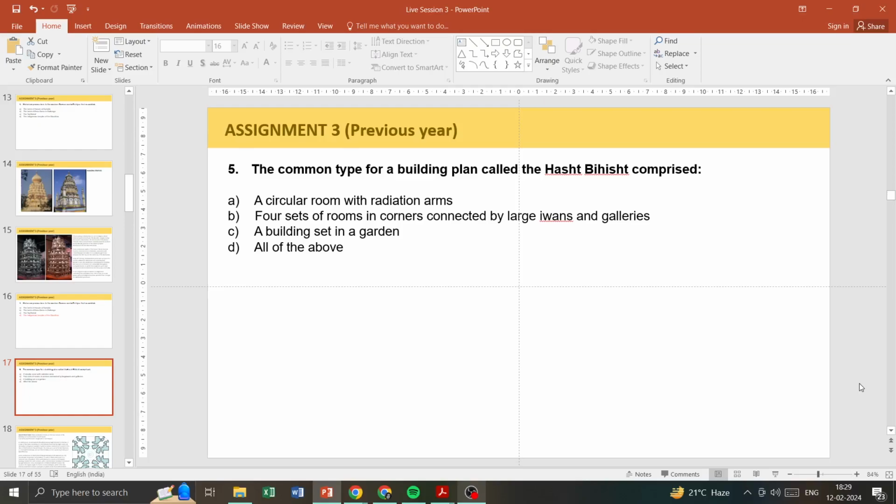Question number 5. The common type for a building plan called the Husht Bihisht comprised: A. A circular room with radiating arms. B. 4 sets of rooms in corners connected by large divans and galleries. C. A building set in a garden. And D. All of the above. So the question is, a building plan which is called Husht Bihisht, what is Husht Bihisht comprised of? I'll quickly explain about it.